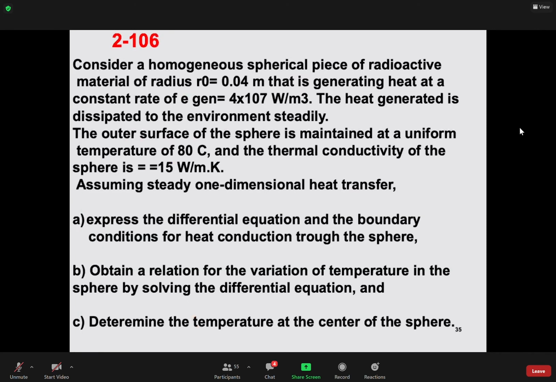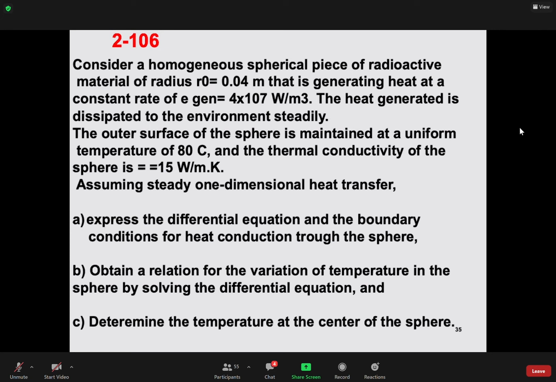Let's do some problems, going back. This is just a review, because I know you have to start to get slowly ready for the midterm. Let's read this problem and tell me how we're going to do that. Consider a homogeneous spherical piece of radioactive material. I have no idea what that means.